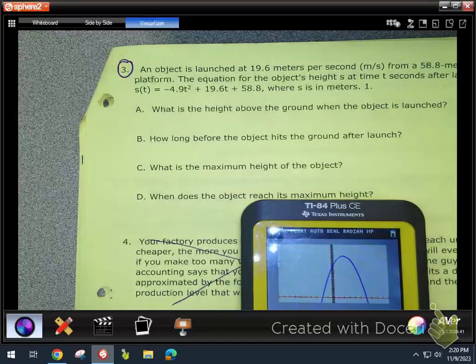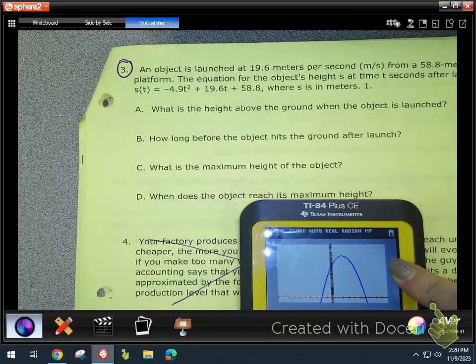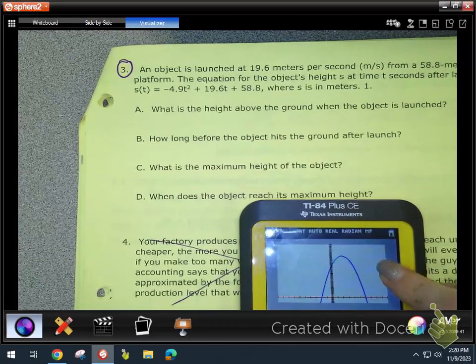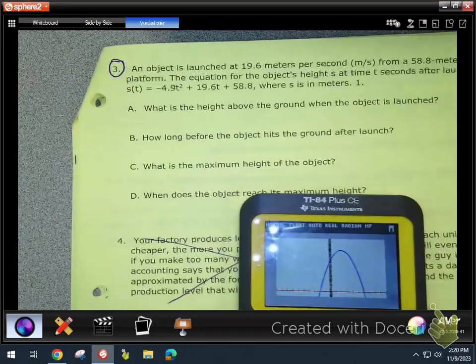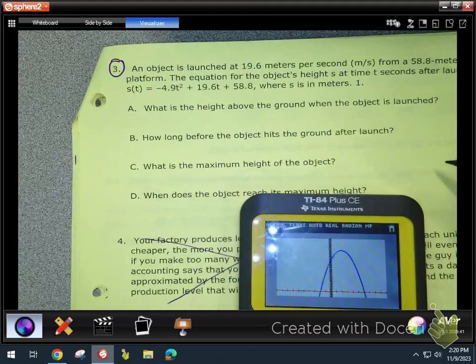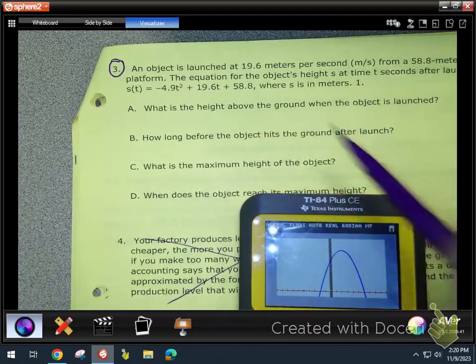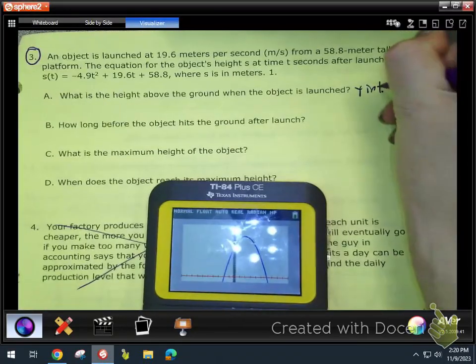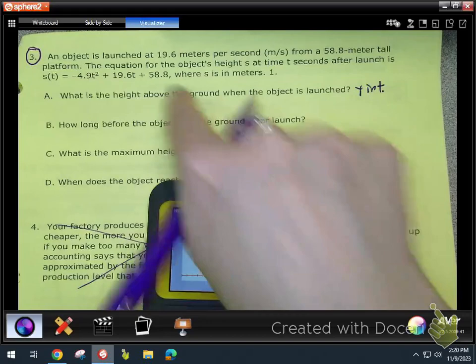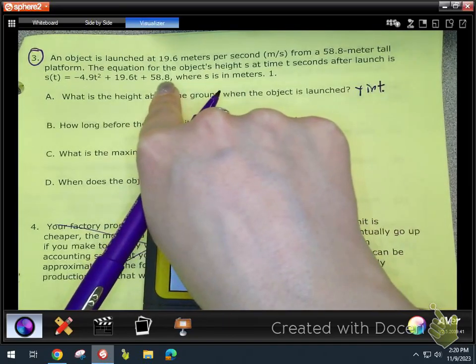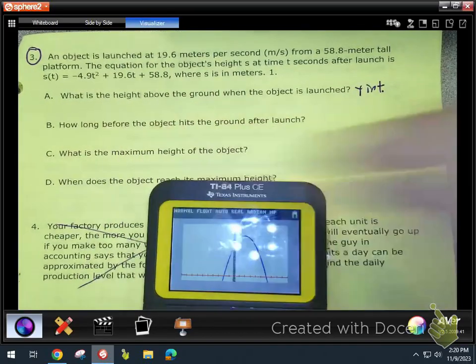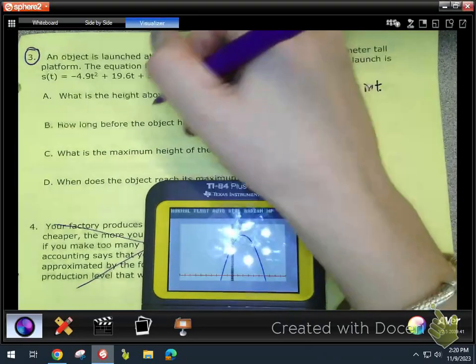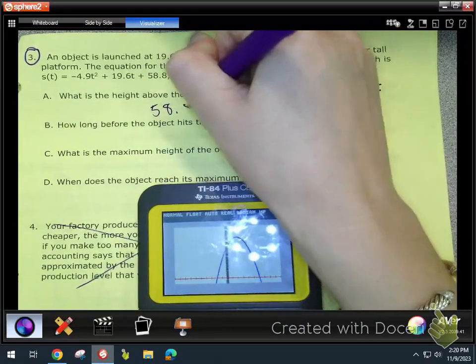On number 3, if you can't get a graph, come see me, and I'll help you with that. What is A asking for? We haven't done one like this. This is asking for the y-intercept. Do you even need a calculator to do that? No, you just know it. What form is the equation in? It's standard form. Can you see the y-intercept? Yes. 58.8. There we go.